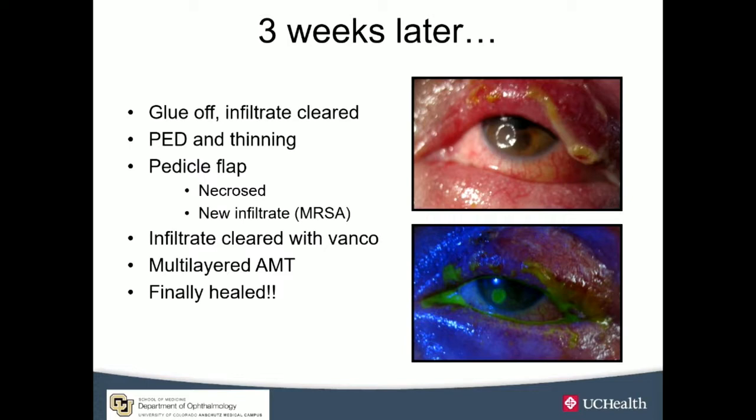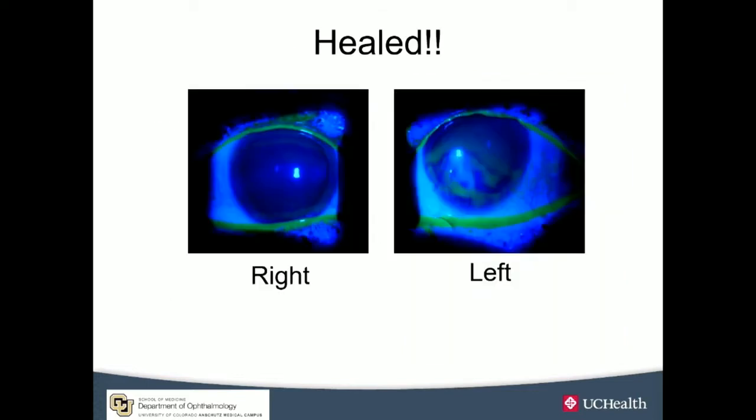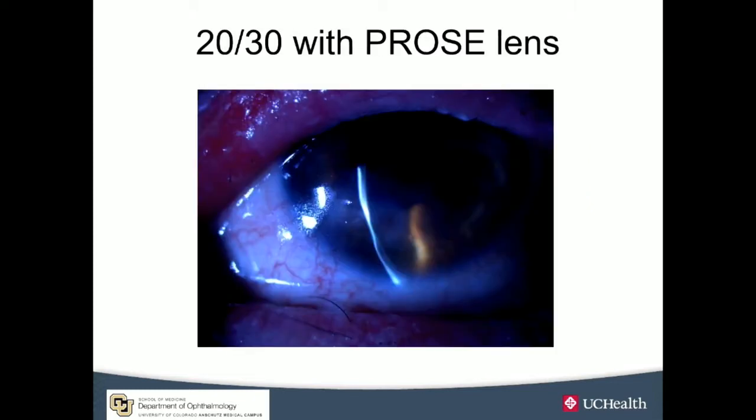But she still wasn't healed. So I did multi-layered amniotic membrane grafting, little pancakes into the depression there. And that actually worked, and she healed. You can see the right eye was pretty happy with a good tear film. The left eye had some irregularities, but not staining, just some pooling in the depression. And she ended up seeing 20/30 in that eye with a PROSE lens.